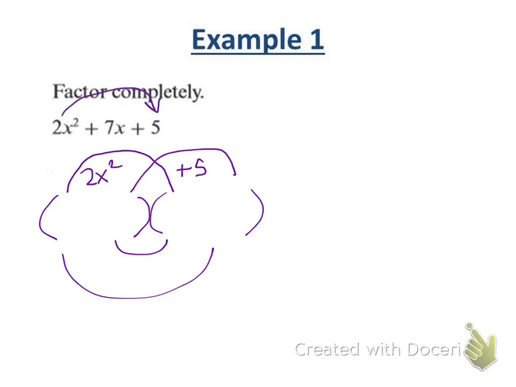What is 2 times 5? 10. What are the factors of 10 that add up to be 7? 5 and 2. Okay, so 2 and 5. So these two terms have to be 2x plus 5x. You with me? Now, we don't have any choice for what goes in the front of our parentheses, that has to be 2x and x, because 2 is prime, and the only way you can get 2x squared is 2x and x.